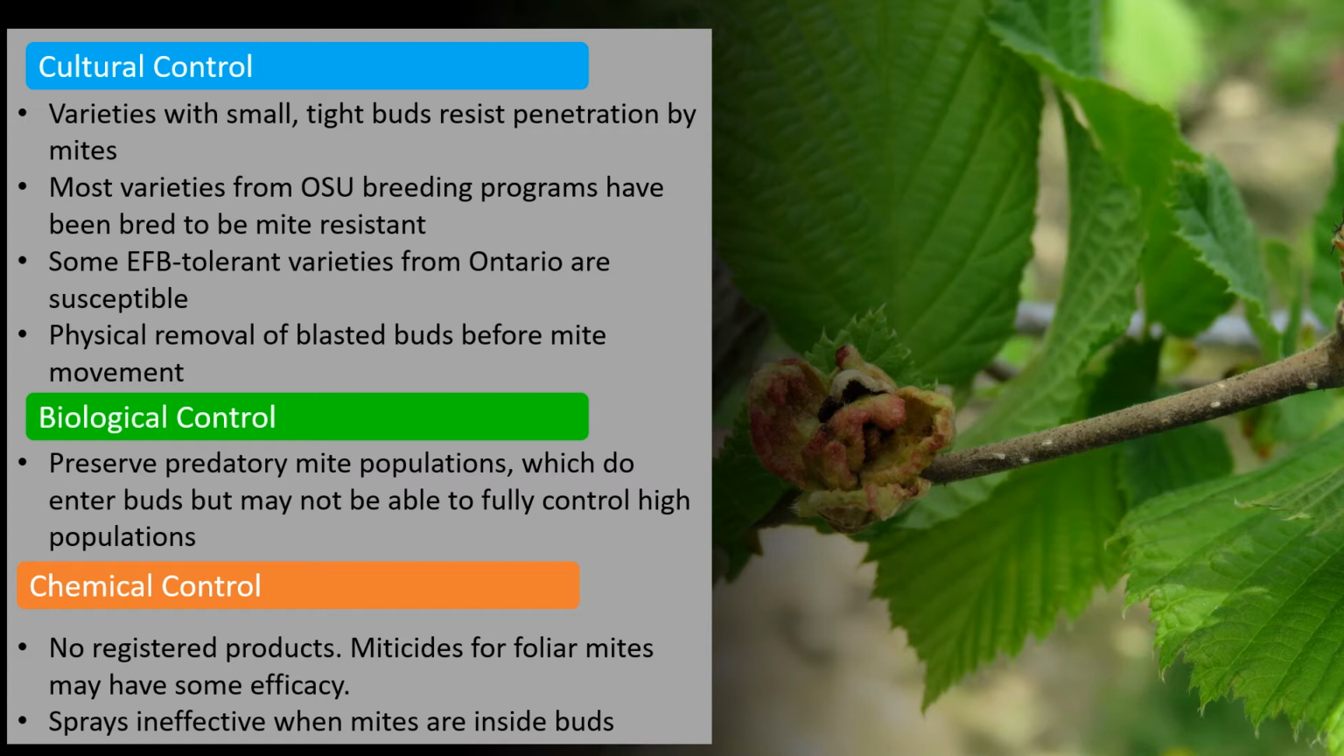For chemical controls, at present, there are no products specifically registered against filbert mite in Canada. However, we do have a number of miticides that are registered for other foliar mites in Ontario, which may have some efficacy against bud mite when you are applying them for foliar mites. However, it's important to remember that those sprays are not effective when the mites are inside the buds. So if the foliar mite sprays aren't going on during the period of migration of the bud mites, then they probably will have only limited effect on bud mites. We are hoping to get more products registered on bud mites, specifically in hazelnuts, in the future.